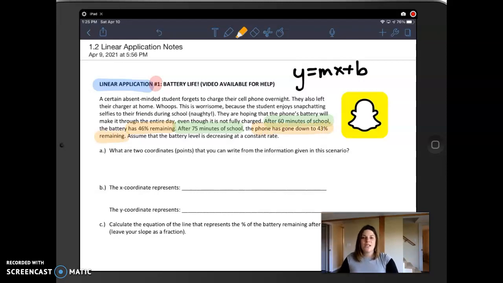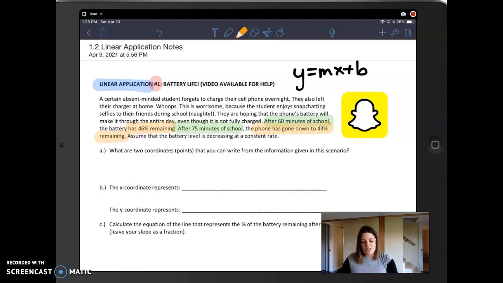So basically what they're saying is if you go from 60 minutes to 75 minutes, which is 15 minutes, your battery goes from 46% to 43%, so it goes down 3%. So every 3% that you go down takes 15 minutes. Another way to say that is every 15 minutes you lose 3%. And we'll talk about that a little bit more.